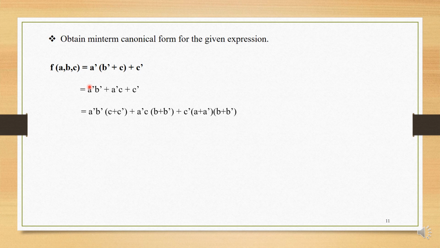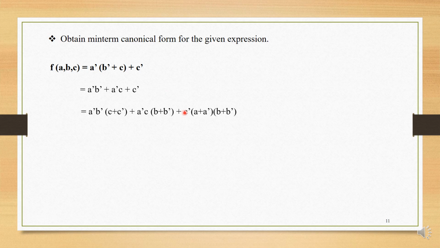Now let us introduce the missing variables. In the first product term, you can see that the c variable is missing. So let us introduce variable c without affecting the original product term, by using the Boolean postulate c plus c bar, which is equal to 1. Next, plus a bar c. In this product term, the b variable is missing, so let us introduce b by b plus b bar. Then c bar is a product term where both the variables a and b are missing.